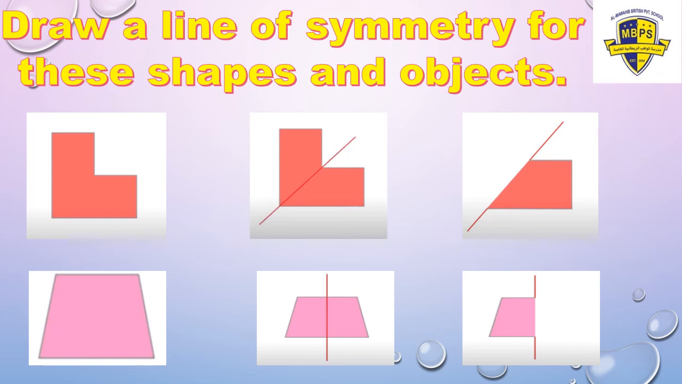Now look at the next picture, the pink one. You can see that the line drawn here is a straight standing line, which is a vertical line. Okay, and if I fold this shape vertically, it's going to be the same on both the sides. Now in both the pictures, there is 1 line of symmetry.